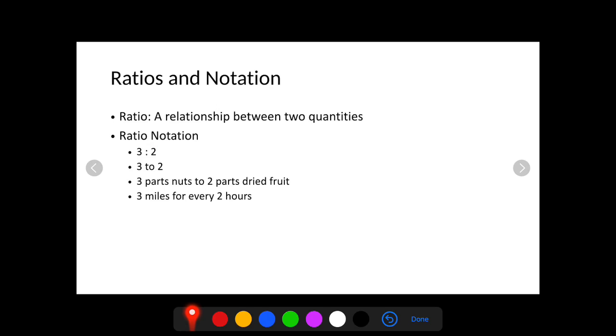Ratios can have units associated with them, so we might think about a recipe for a trail mix and have 3 parts nuts to 2 parts dried fruit. The units don't have to match. We could say we have 3 miles for every 2 hours. All of these would be ratios.